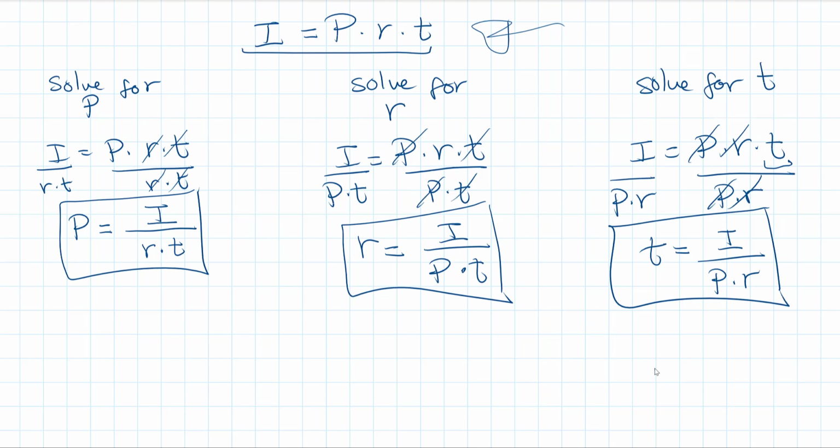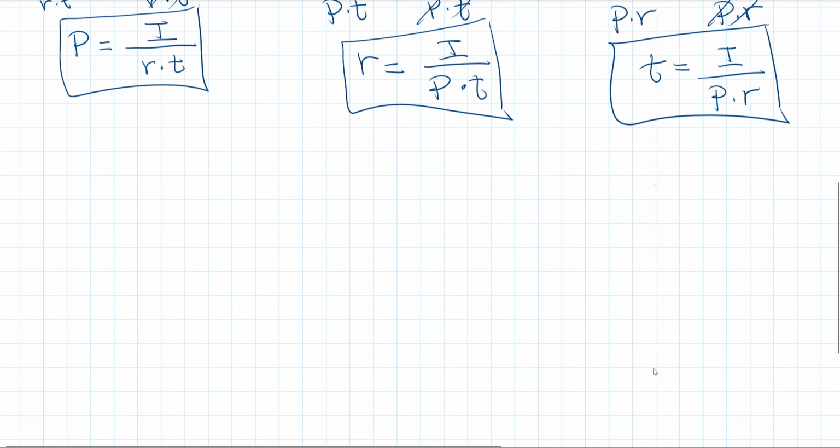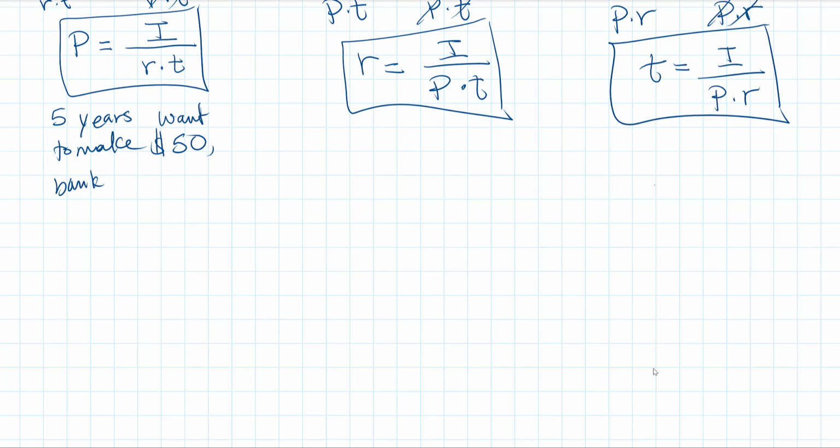And now we'll look briefly at the type of questions that these would help us with. So for instance, if we have 5 years that we can put some money aside, and we want to make, let's say, $50, and the bank offers us say 4%, how much do we have to invest?